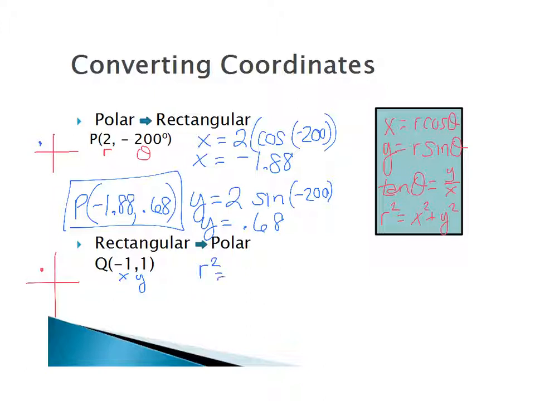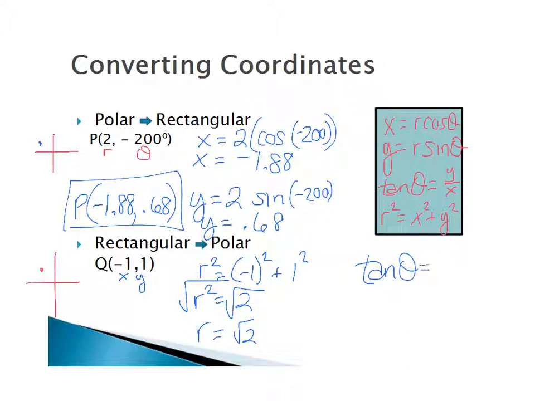R squared is going to be equal to negative 1 squared plus 1 squared, which is really just 1 plus 1, so r squared is 2, square root it, r is the square root of 2. That's the radius, that's how many rings out I would plot, which of course means I'm going to fall between a couple different rings. Let's do the same thing, let's find theta.